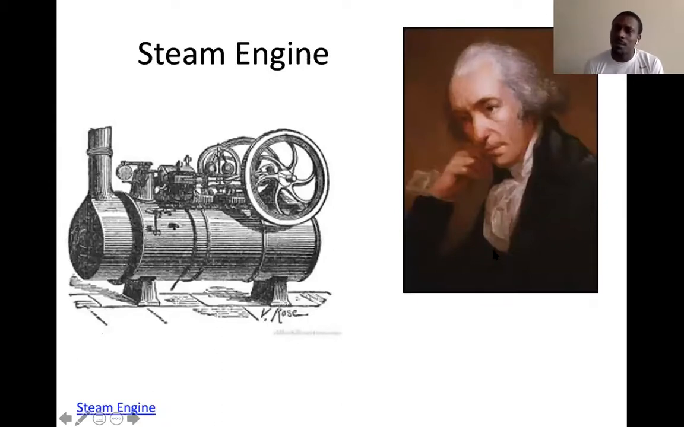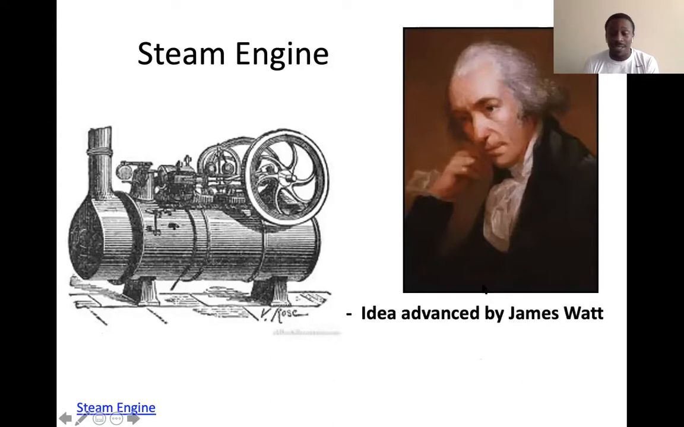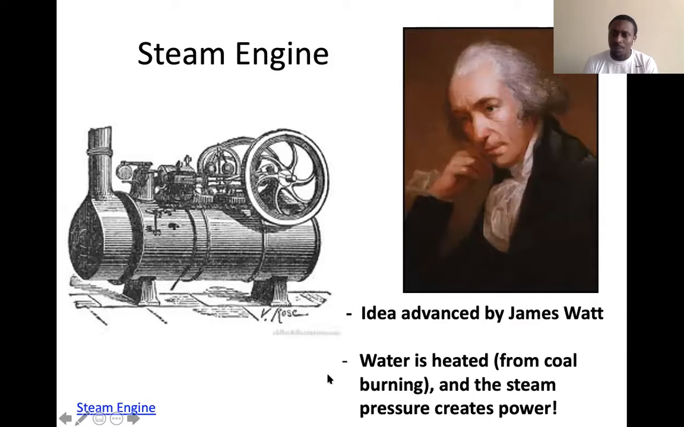The steam engine, another big invention. This idea was advanced, though not made, by James Watt. The steam engine works from water being heated, usually from coal burning, and then the steam creates pressure power.